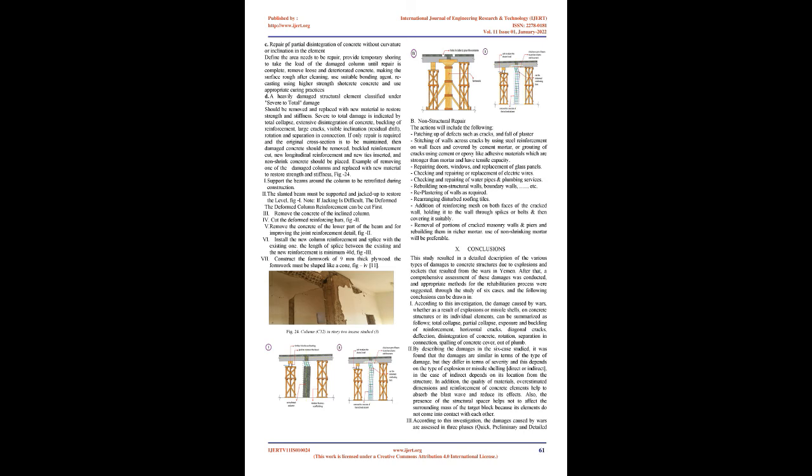C. Repair of partial disintegration of concrete without curvature or inclination in the element. Define the area that needs to be repaired, provide temporary shoring to take the load of the damaged column until repair is complete, remove loose and deteriorated concrete, making the surface rough after cleaning, use a suitable bonding agent, recast using higher strength shotcrete concrete, and use appropriate curing practices.